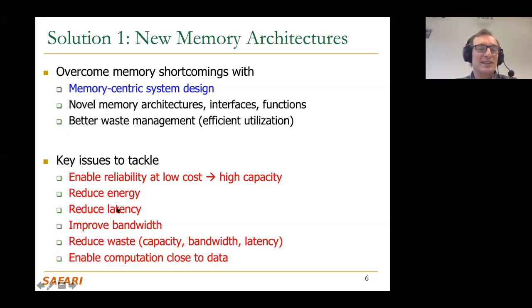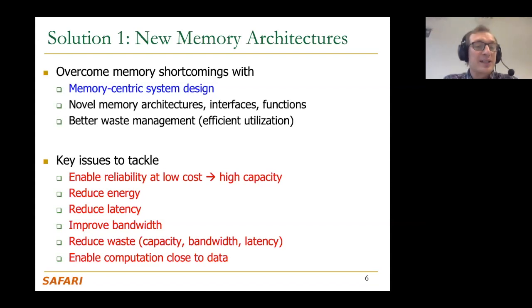Reducing energy is clearly important. Reducing latency is important. By the way, the first two, enabling reliability and reducing energy, sometimes are at odds with each other, right? For example, refresh, what we discussed, is a very simple example of this. If you want to get rid of retention failures in DRAM, you want to refresh more. That improves your reliability, clearly, but that increases your energy cost. So these two things are at odds with each other, as you can see.